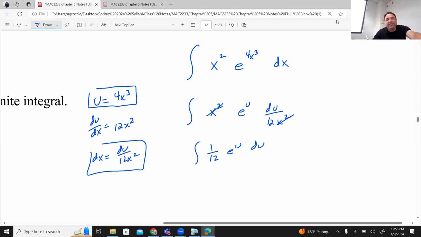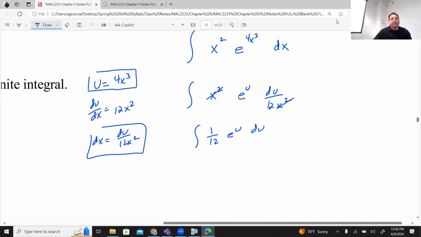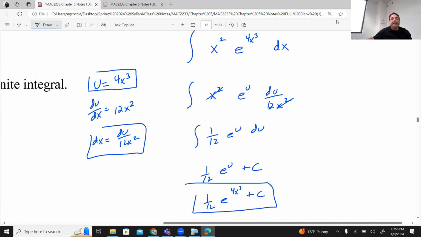Now we still have to take the integral. So the 1 over 12 stays in front. The integral of e to the u is e to the u. Don't forget your plus c. And then instead of u, we put 1 over 12 e to the 4x to the third plus c. And again, the more we do, the better we get at it, the more we're exposed to, we understand it hopefully better.